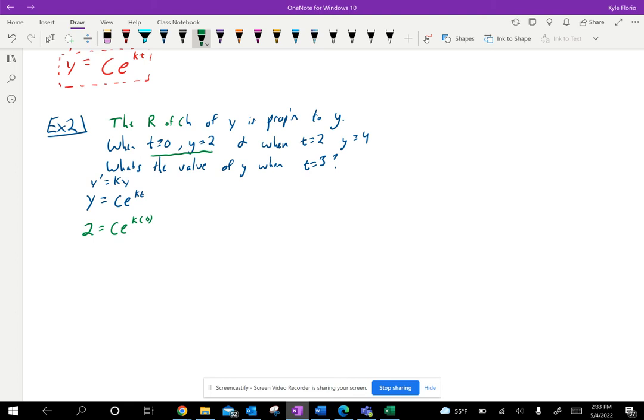When t is 0, this becomes c times e to the 0, which is really just c times 1, which is just c. So c is 2 in this case. The equation y equals c times e to the kt is really 2 times e to the kt. And now I'm going to plug in t equals 2 and y equals 4. So 4 is equal to 2 times e to the k times 2. We just have to solve for k now. Divide both sides by 2.